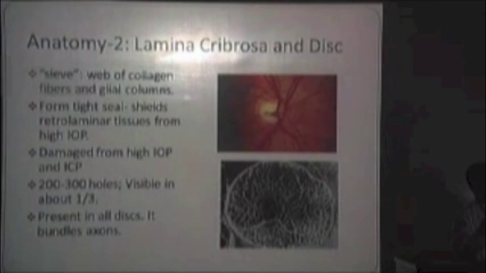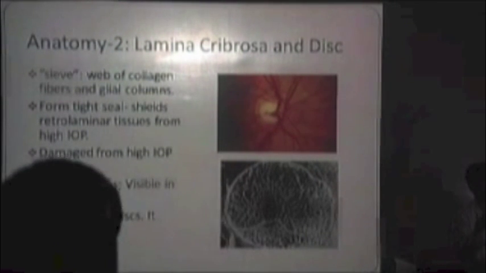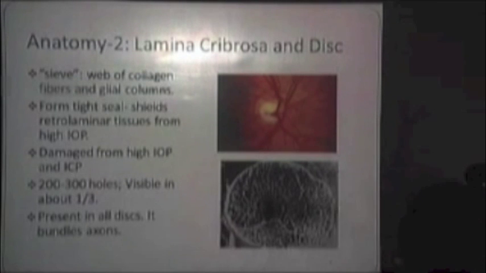So the lamina cribrosa, you can see a scanning electron microscopy picture of it, comprises about 200 to 300 openings. It's virtually like a sieve. It's made up of collagen and glial columns which form a tight seal around bundles of axons as they enter the optic nerve. So you have this peculiar structure which essentially separates the axons into bundles.